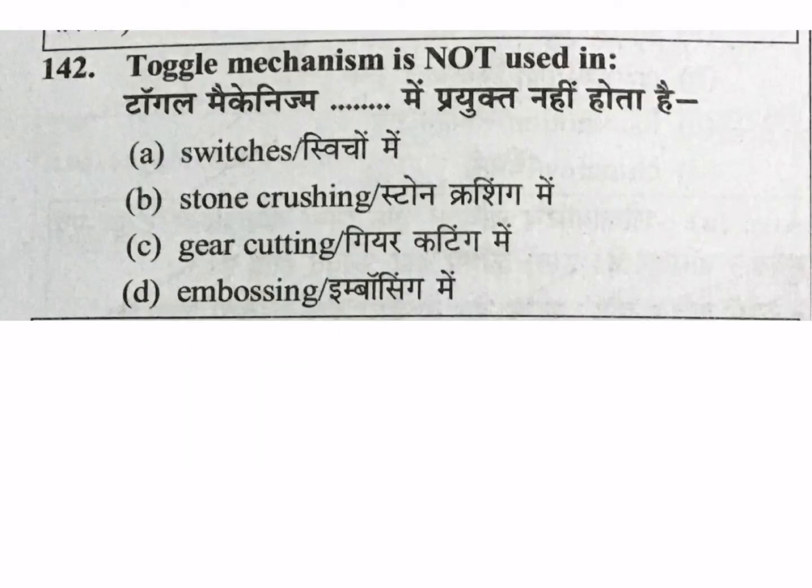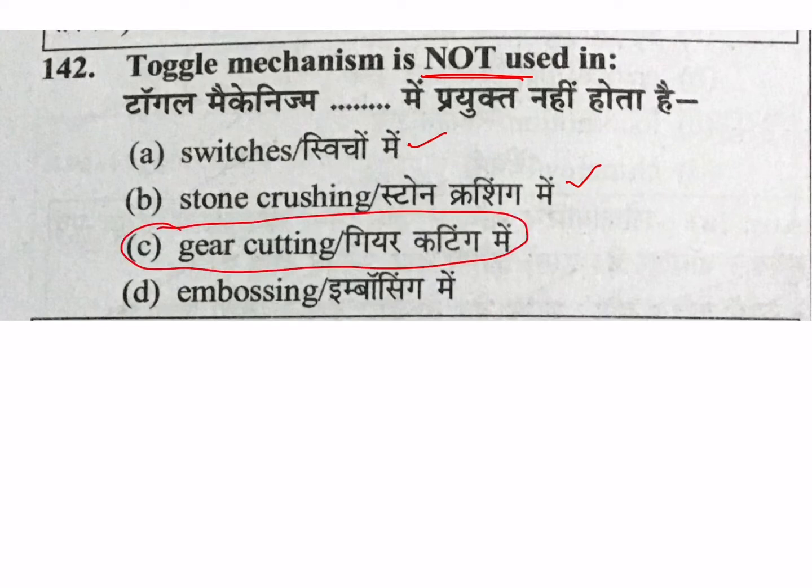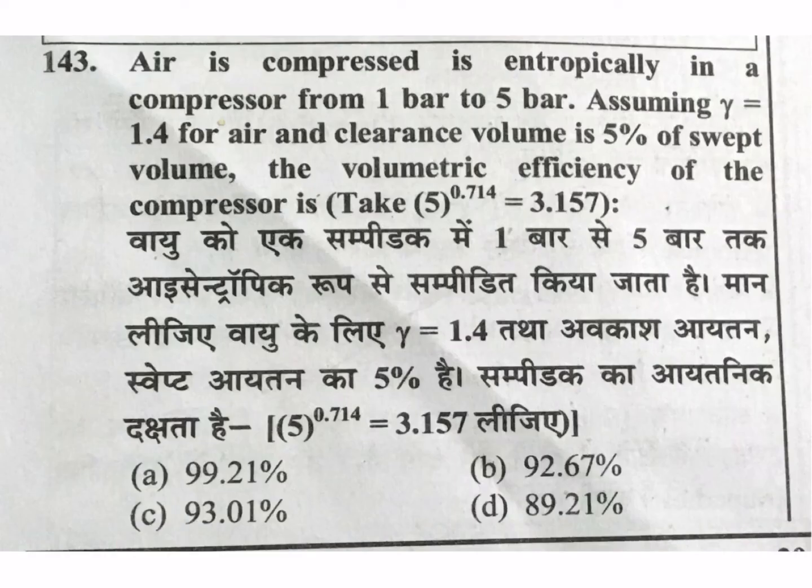Next question: which mechanism is not used? From the options, we are using switches, toggle mechanism, stone crossing also, embossing we are using. Gear coating we are not using. So C is your correct answer.